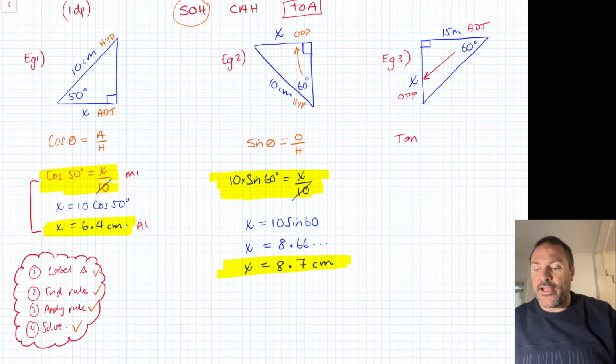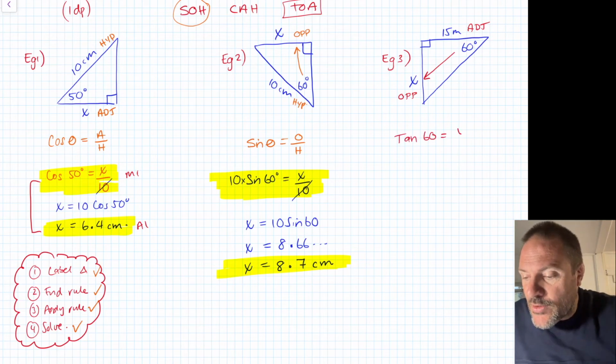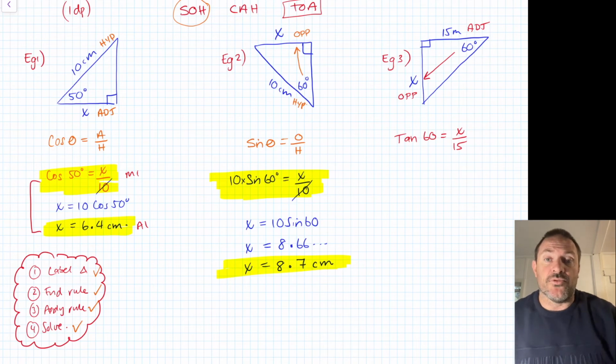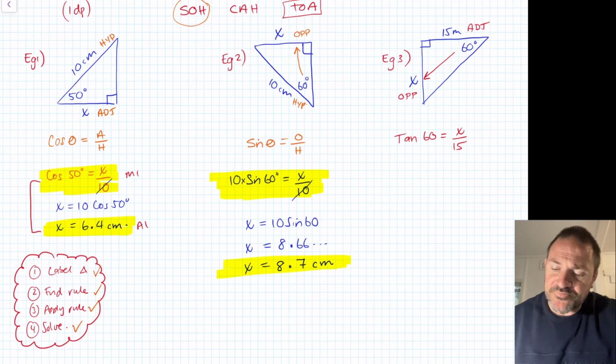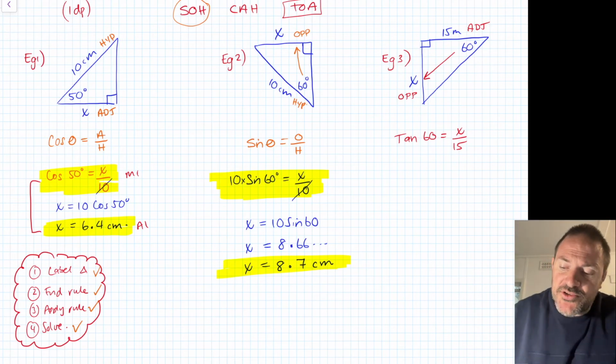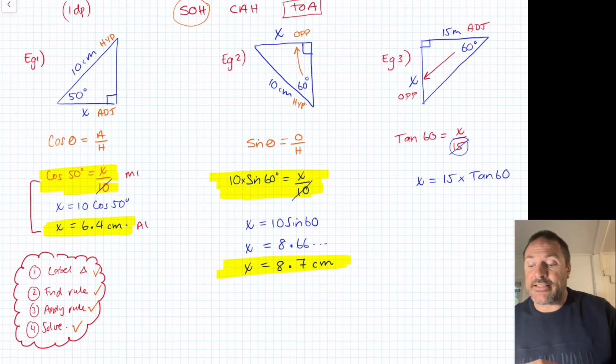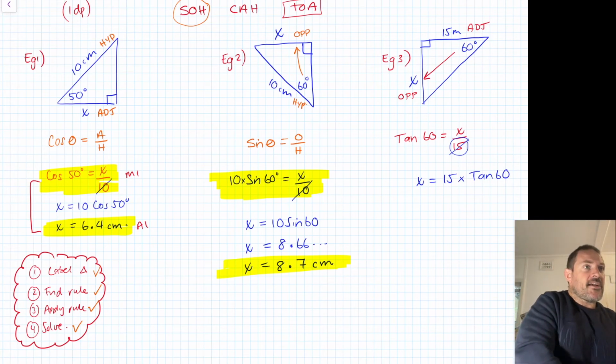So this one I'm going to write tan 60 equals my opposite over my adjacent. So this time I'm subbing straight into the rule. That's what I would probably expect at some point for you guys to have. Okay, I'm now going to solve it. The opposite of divided by 15 is times by 15. So I'm going to have 15 times tan 60. You can write down 15 tan 60 if you wish. Okay, up to you what you do.